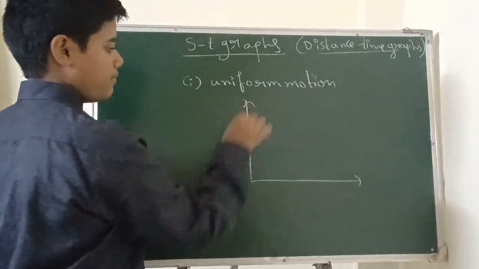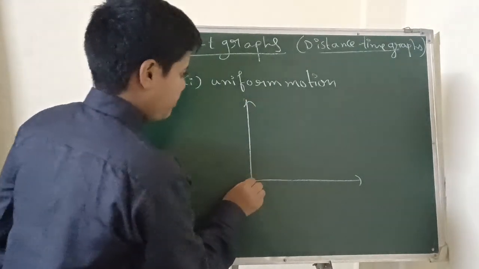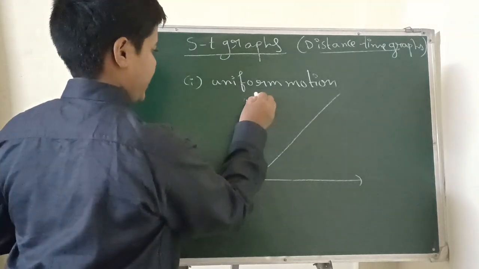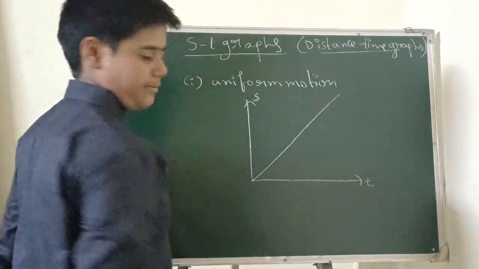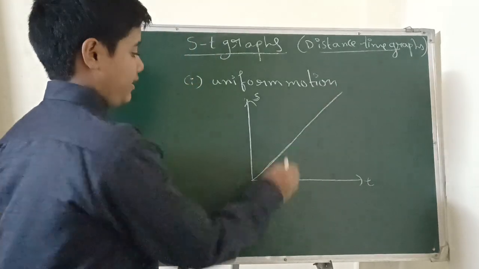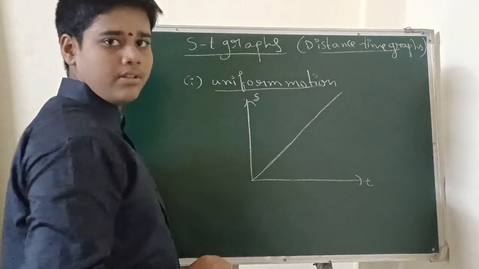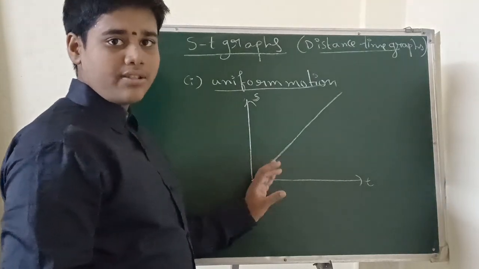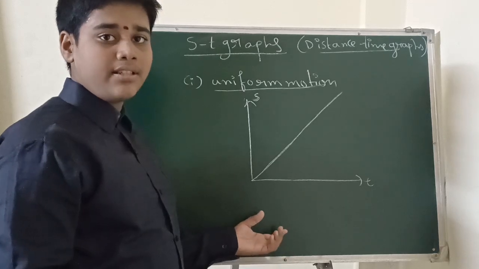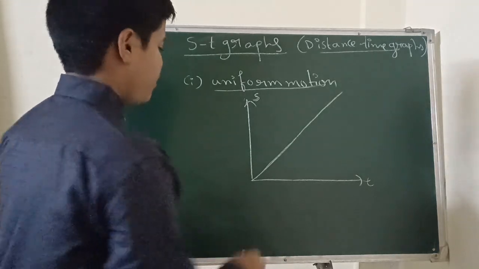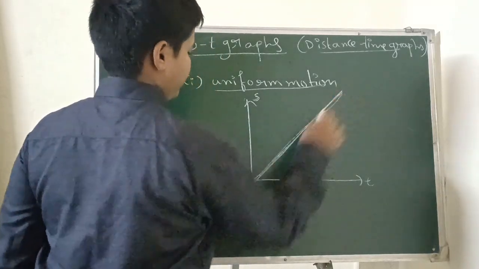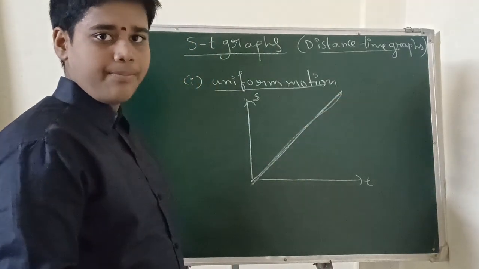if I take like this, a straight line is there. I am taking this as S, distance, and this is T. If I take a straight line like this, this represents the uniform motion. Uniform motion means there is no change in distance or time. Equal distance in equal interval of time. So we can say this is a uniform motion graph.